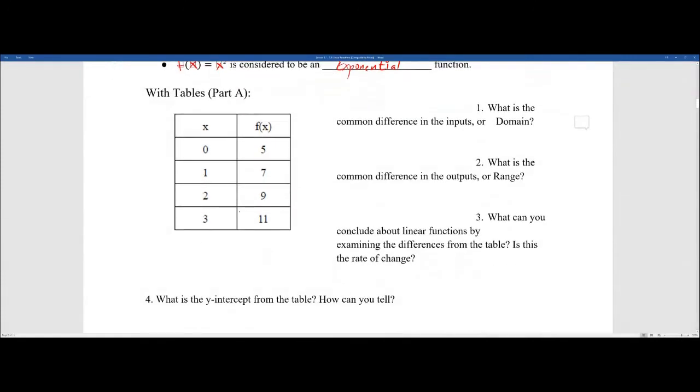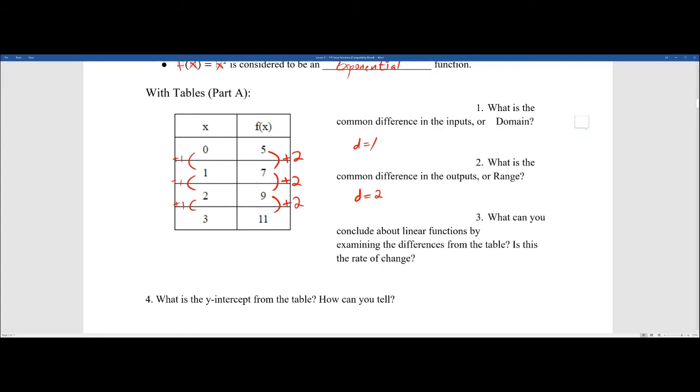All right, so with tables, this is the beginning of our conversation here. Now, what is the common difference of the inputs or domain? So our inputs, what is our change? What is our common difference? I get a difference of 1. So 0 plus 1 gets 1, plus 1, plus 1. So that's something to notice. All right, what's the common difference for the outputs? I had 5, now I go to 7. That's definitely plus 2. So d equals 2. Nice. And it looks like it's constant.